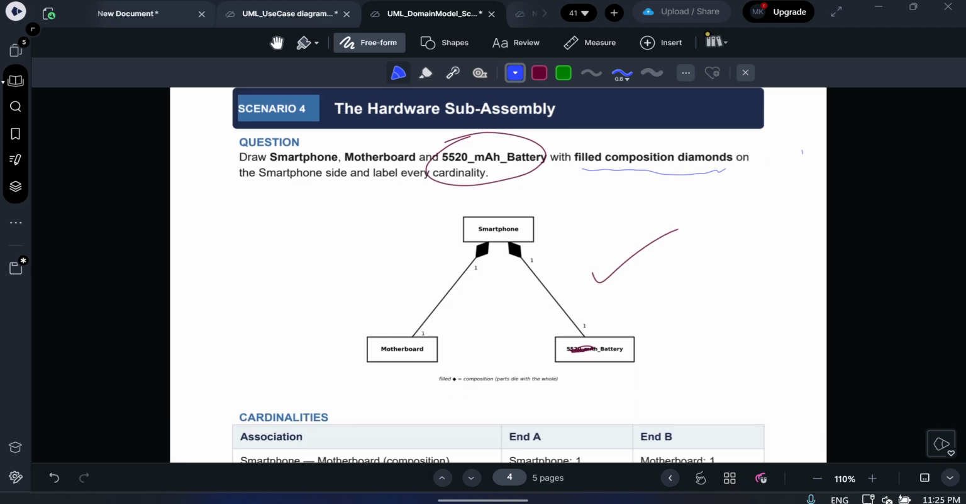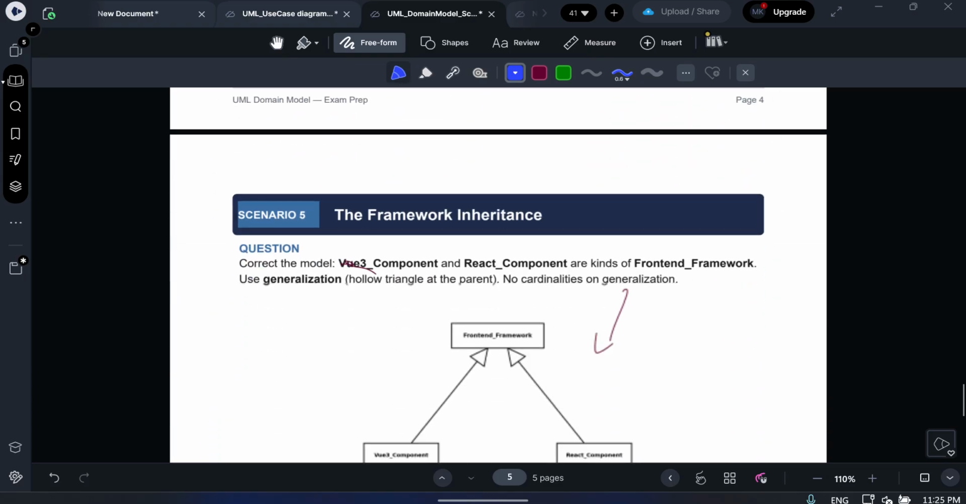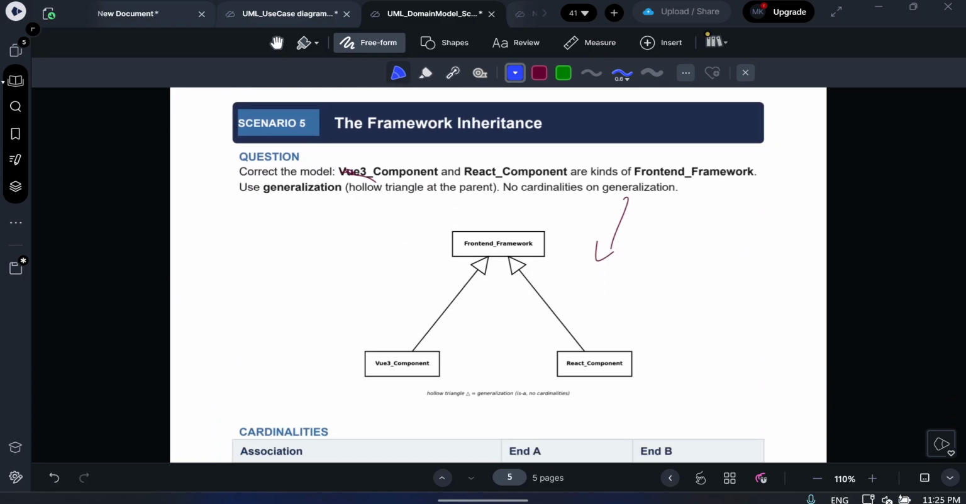Then we again go into the aggregation. Then we can look at inheritance. We know that React and Vue 3 are front-end frameworks. So for the front-end generalization, a hollow triangle like this is equal to a generalization. There is no need for cardinality. Generalization basically means inheritance, and there is no need for cardinalities on it.